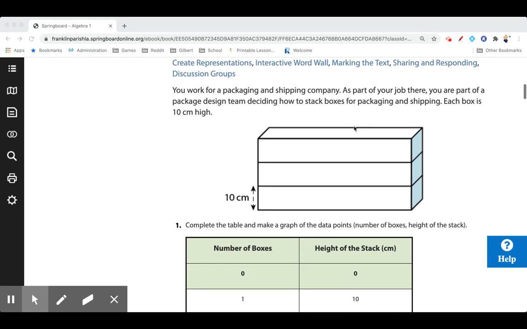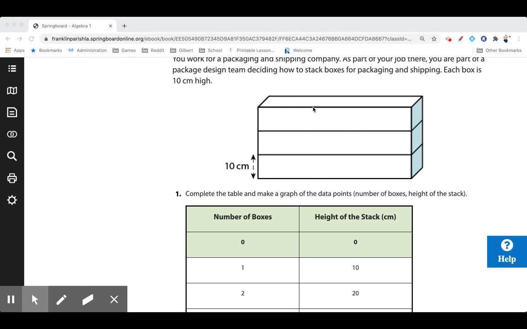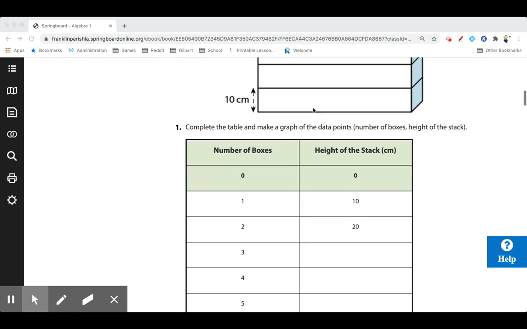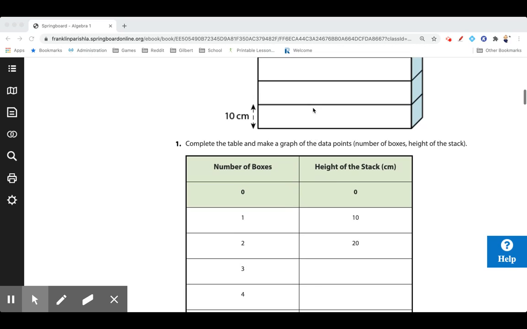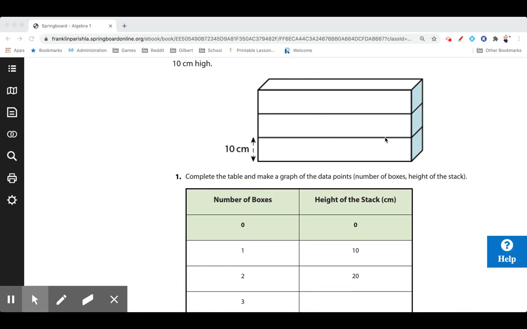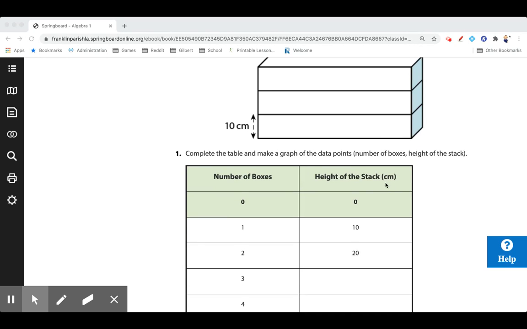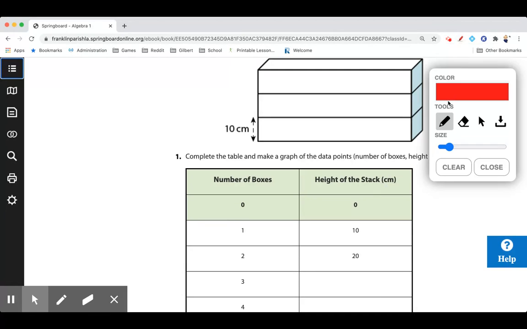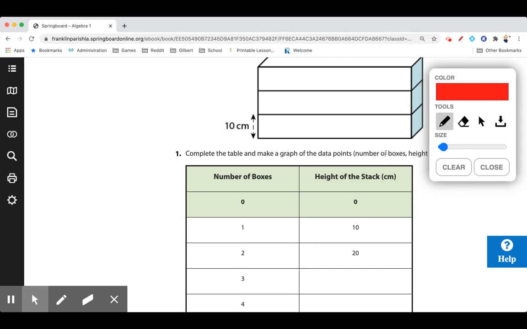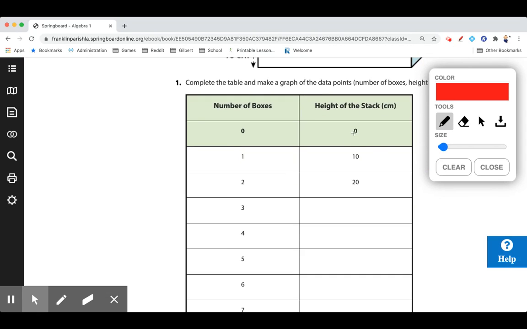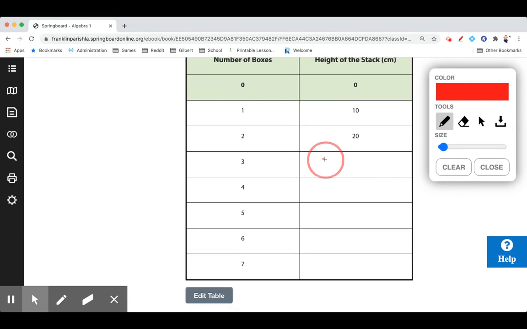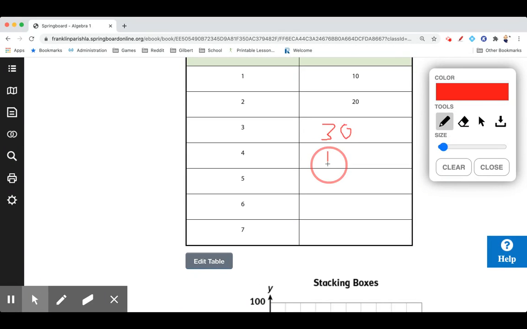Each box is 10 centimeters high, and I show you a little picture here. We're going to complete the table and make a graph of the data points, which is the number of boxes and how high the stack is getting. So if we don't have any boxes, the stack is not there, 0. 1 box is 10, 2 is 20, and so on. So this should be pretty simple. 3 is 30, 4 is 40. We just keep getting the boxes higher and higher.